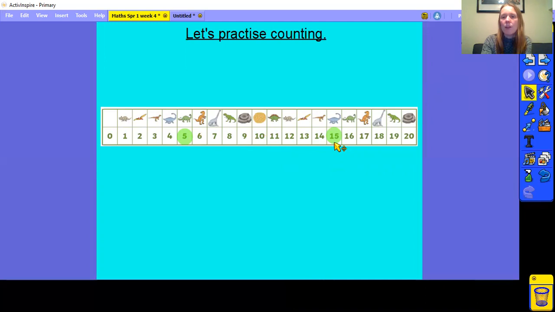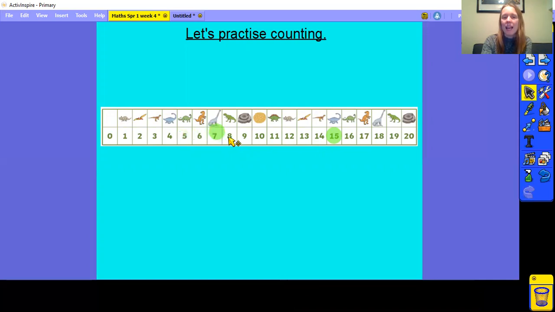This time we're going to count backwards, and that means our numbers are going to be getting smaller. Off we go. 15, 14, 13, 12, 11, 10, 9, 8, 7, 6, 5.